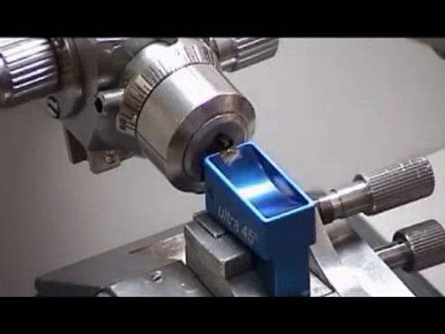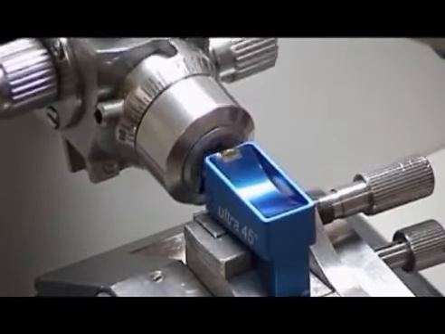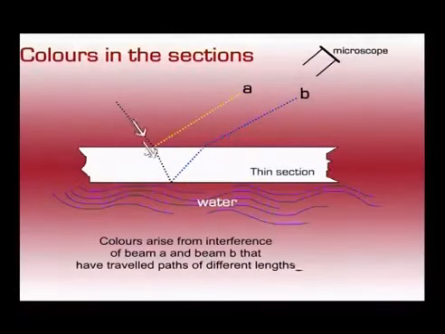The different colours result from interference between the rays of light reflected off the upper and lower surfaces of the sections. Colours vary according to thickness. Here you can see sections of different colours and hence different thicknesses. Only the silver sections are suitable for electron microscopy. They are 80 nanometers thick.